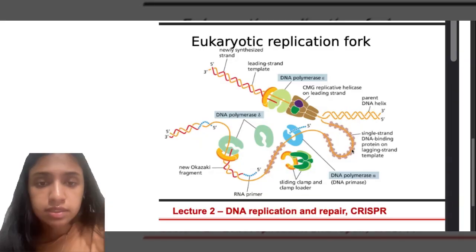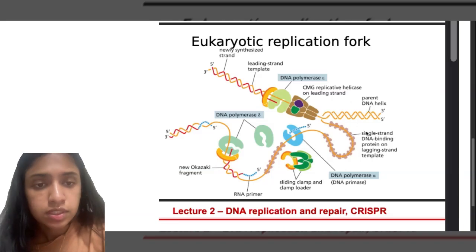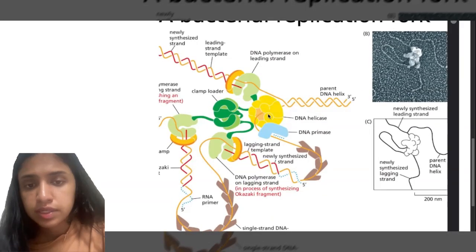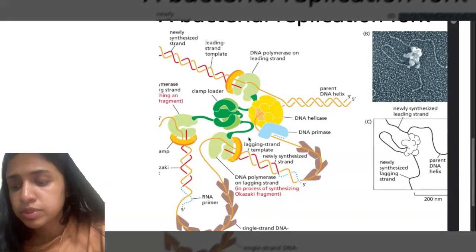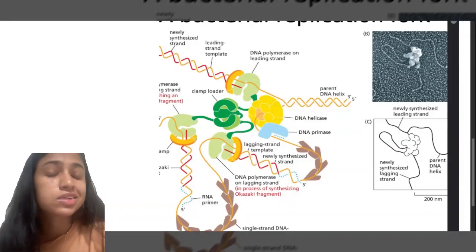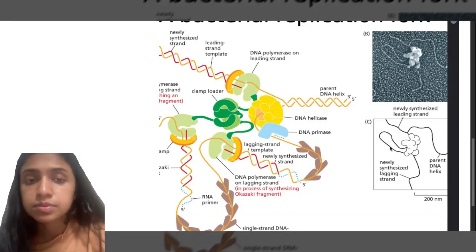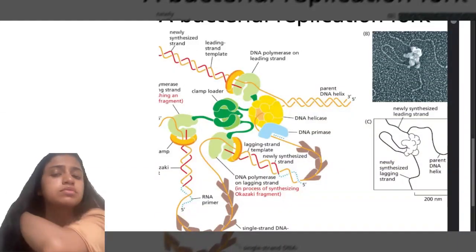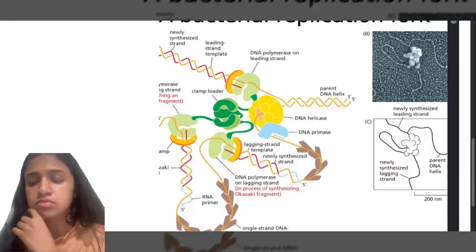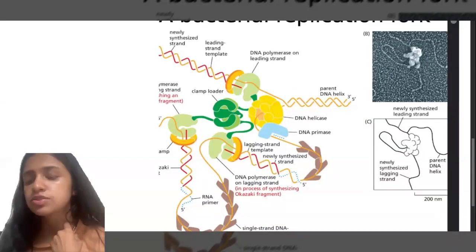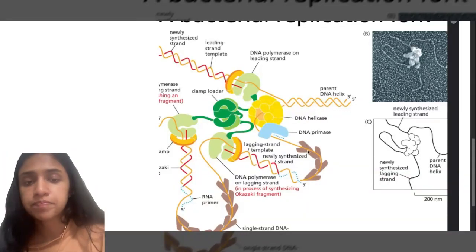Then the DNA helicase comes along, which is yellow. DNA helicase, where are you? Right here. DNA helicase comes along. It's yellow, opens the DNA, breaks the hydrogen bonds, keeping the two strands separate. Without helicase, DNA cannot be copied, right? Then DNA primase comes along. What does it do? It makes the RNA primer. I'll forget that. Okay.